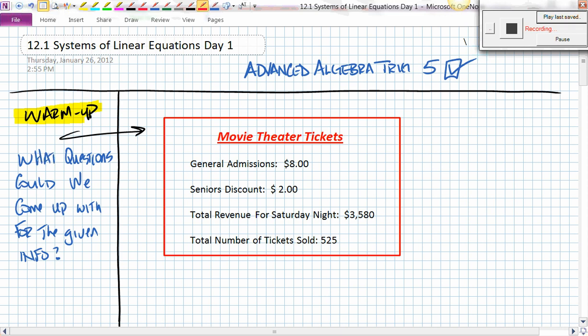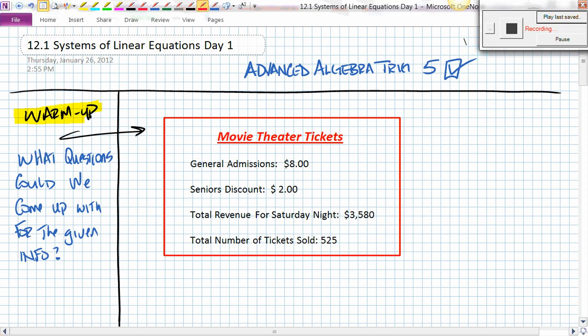All right, so the warm-up to get our brains thinking is, what questions could we come up with from this given information? I can think of a few things. So I'd like to know what you think. Okay, I'll take your thoughts. How many seniors bought tickets to get that revenue? Okay, how many senior tickets were sold? Good. What else can we talk about? Anything else along those lines? There you go. How many general admissions were sold? Okay, good. Well, what we're gonna do is try and answer those questions.